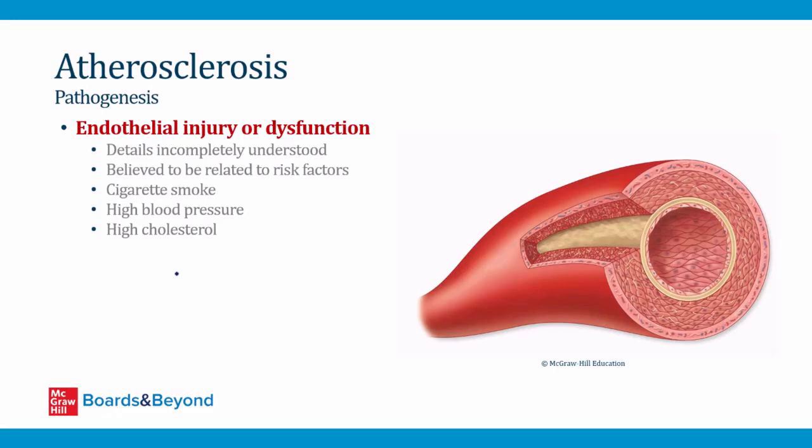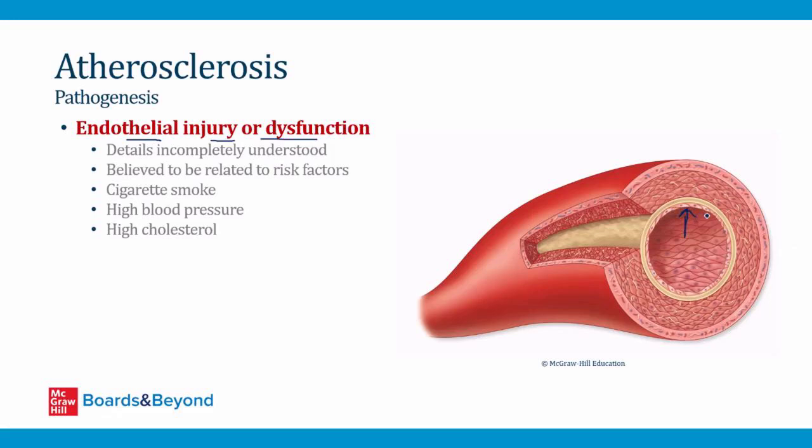Well, the first thing to know is that we don't completely understand everything about how atherosclerosis develops. But there are some underlying principles that have been well characterized, and that's what I'm going to talk about in the next few slides. So the first thing that clearly seems to be necessary for atherosclerosis to occur is endothelial layer injury or dysfunction. Remember, the endothelial layer is that innermost layer of cells.